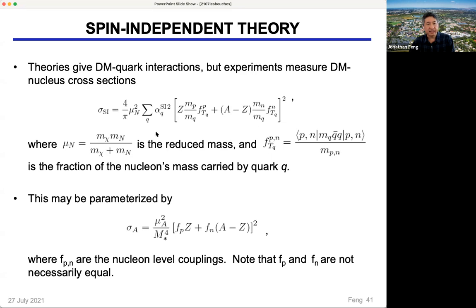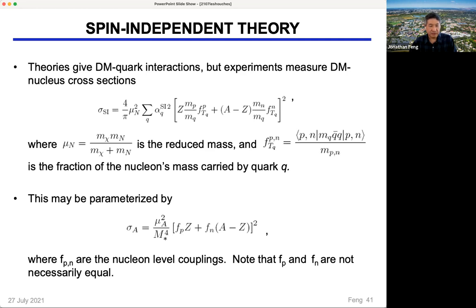The critical thing is one can then build up from the quark interactions to nucleon interactions. And let me just say that in the end, the interaction with a nucleus typically is written in this form. You have some interaction strength with protons times the number of protons, plus some interaction strength with neutrons times the number of neutrons. And then that's squared. The amplitude is proportional to this, the cross-section is proportional to this squared. And that gives you the interaction cross-section with some nucleus, with some total number of nucleons A, okay?